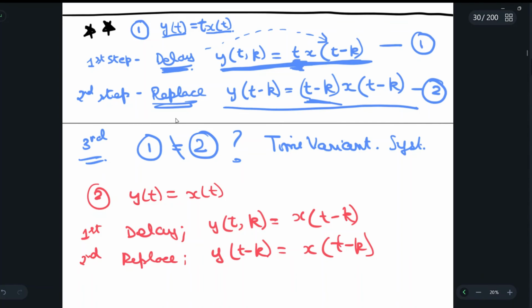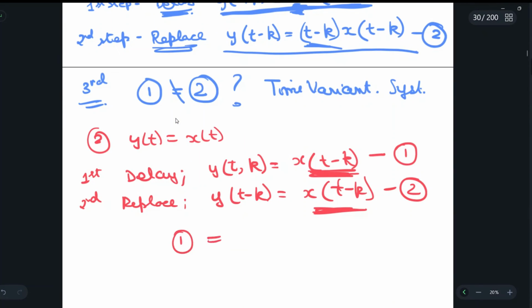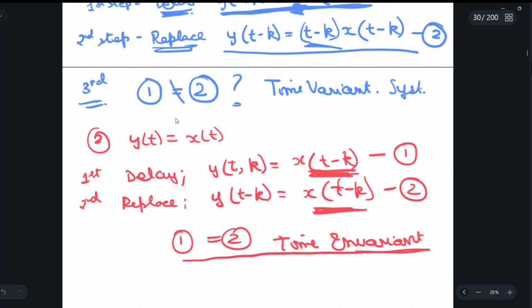So guys, you will see that x of t minus k is here also, and we have x of t minus k here also in delay as well as in replace. Let us say this is equation 1, this is equation 2. So we can write that 1 is equal to 2. So we will say that this is a time invariant system. That is, the output does not vary with time. It is independent of the time.